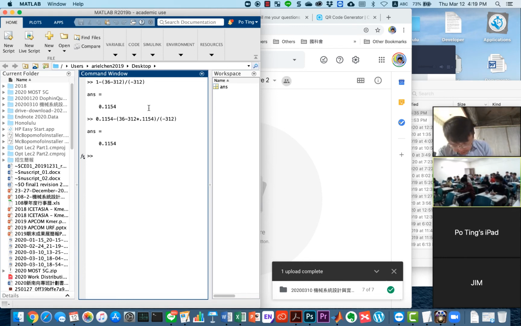Now I can plug in, send it back. So what would be my x1? 6 times 0.1154, 3 minus 30 times 0.1154. So I'm using MATLAB again. 3 minus 6 times 0.1154 is 2.3076. 3 minus 30 times 0.1154, negative 0.4620.